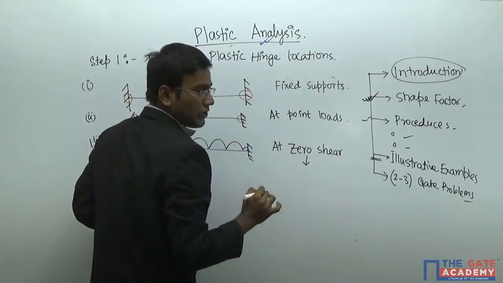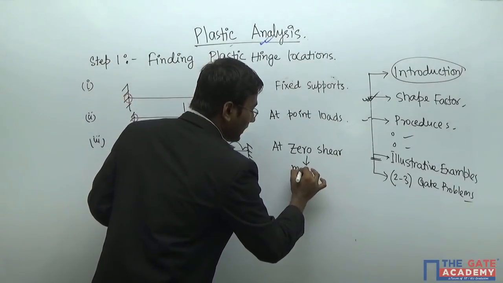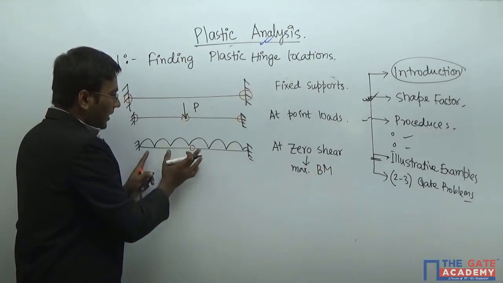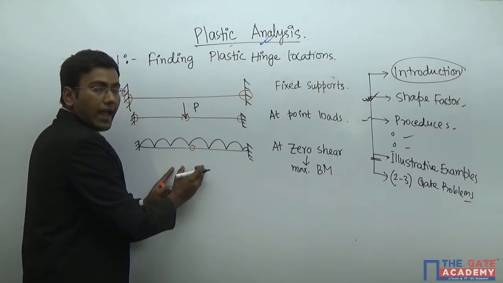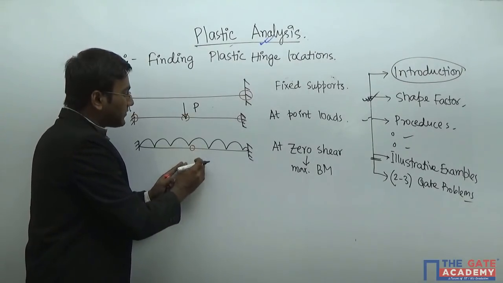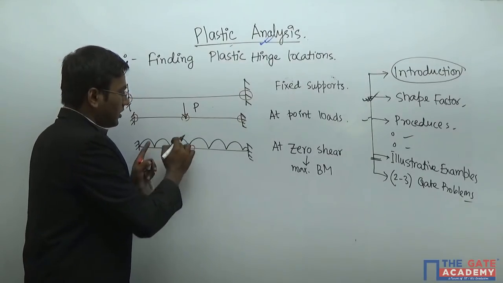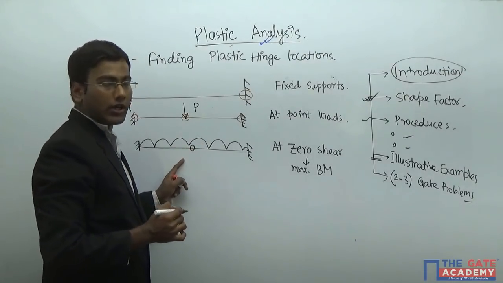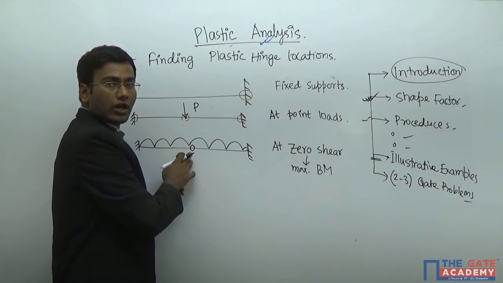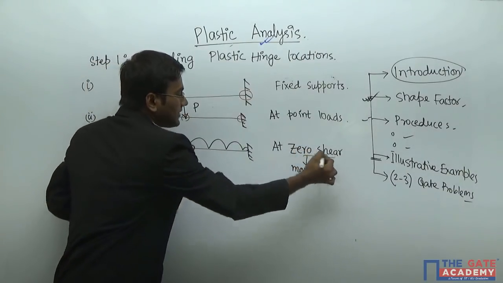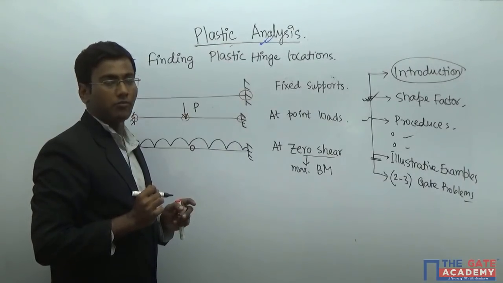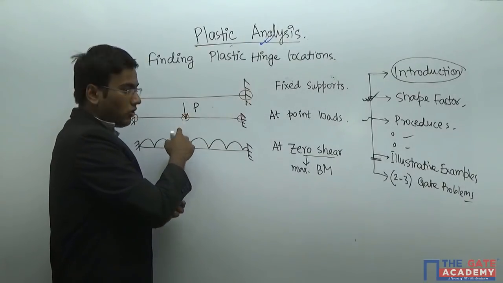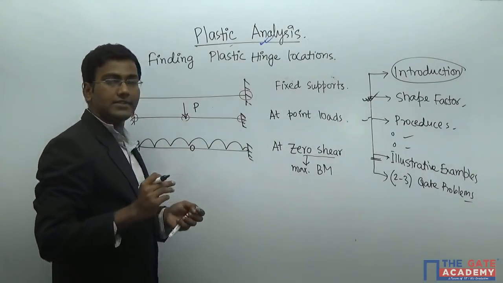Zero shear means only one thing: maximum bending moment. For this fixed beam, suppose the maximum bending moment is occurring in the mid portion of the whole fixed beam. So where the maximum bending moment occurs, there will be zero shear. So a plastic hinge will form there. So these are the plastic hinge locations: fixed supports, under the point load, and where there is zero shear.